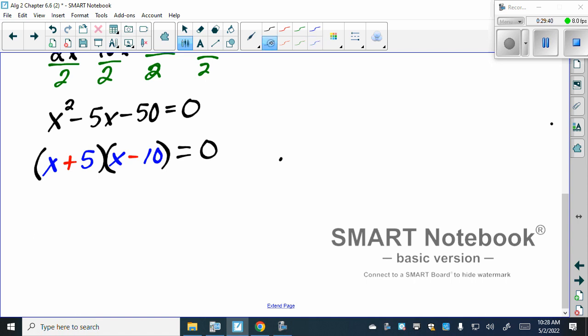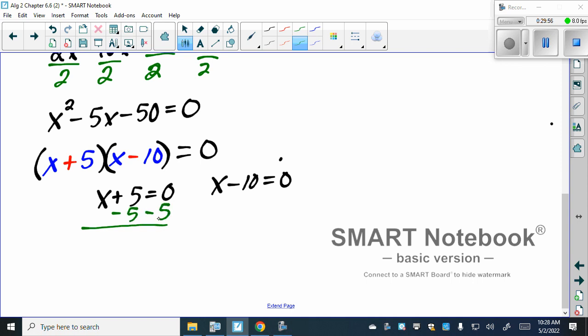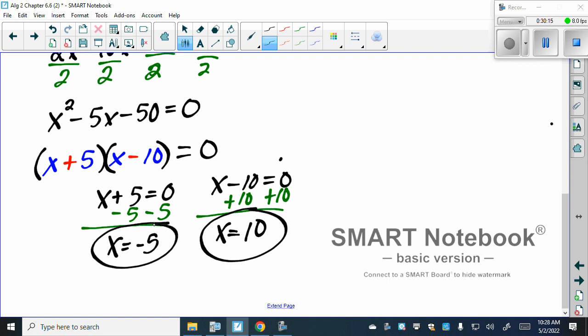Now whenever we have one or more things multiplied together to equal 0, one of them has to be 0. So either x plus 5 is 0 or x minus 10 is 0. Here we would subtract 5 from both sides, telling us x is equal to negative 5. Here we would add 10 to both sides, telling us x is equal to 10. Any questions on this here?